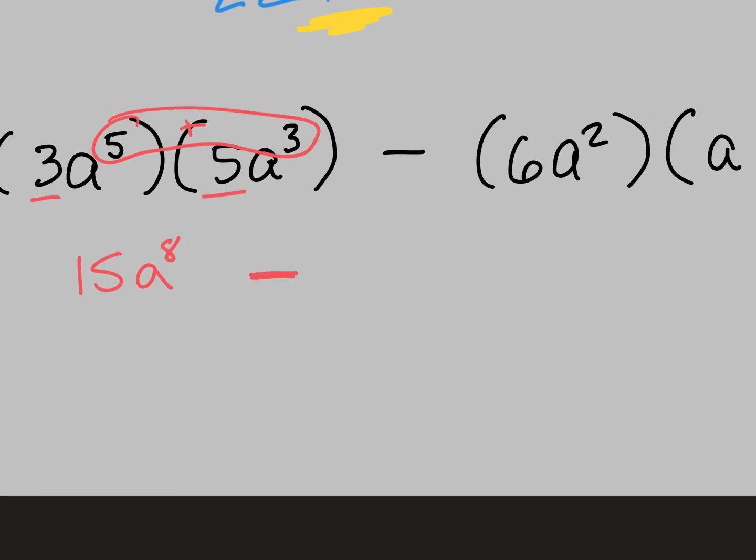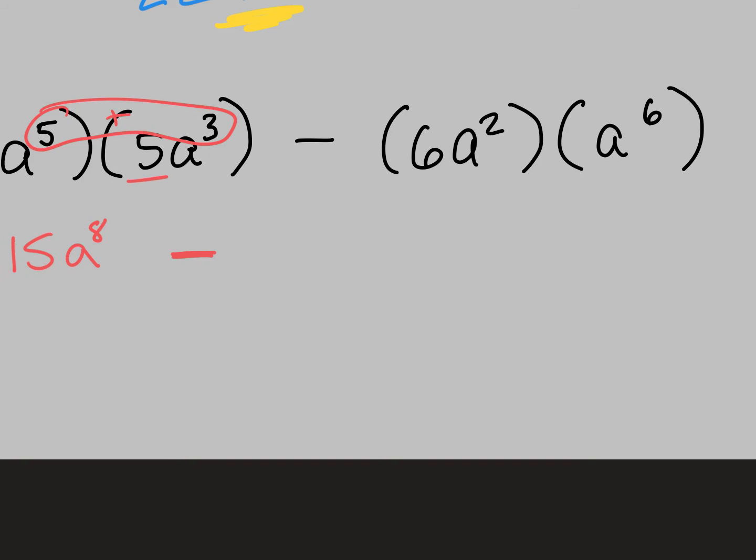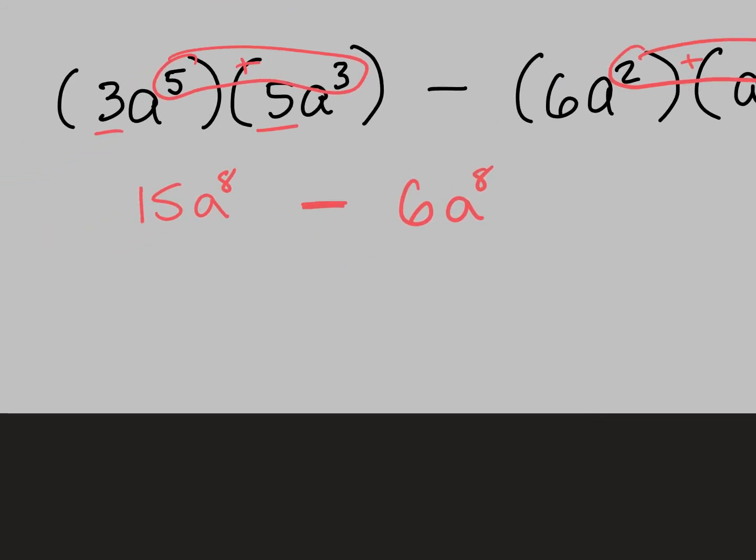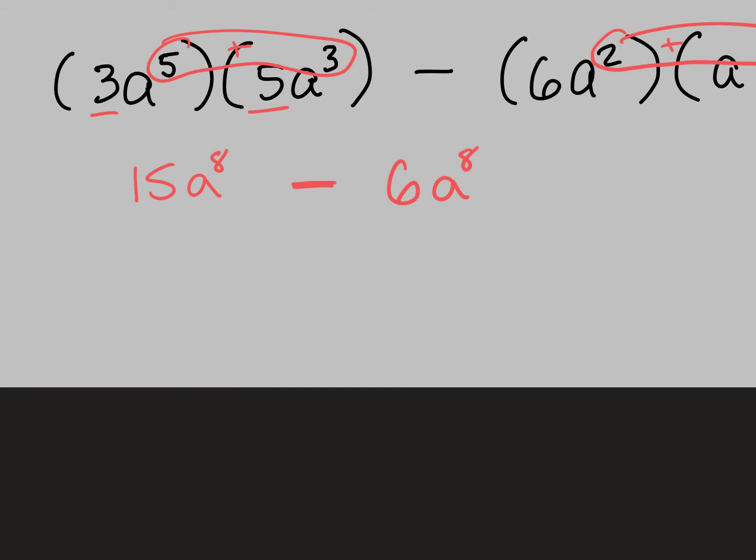And minus. What would I do first on the right side? 6 times 1, which is? 6. And then what do I do with the a squared times a to the 6th power? Add the exponents. So it would be a to what power? A to the 8th power. Now, how would I subtract these together? 15 minus 6. What's 15 minus 6? 9.